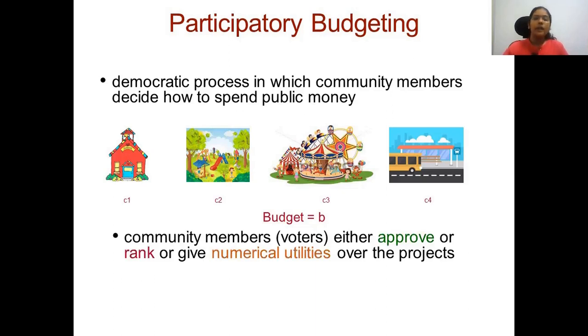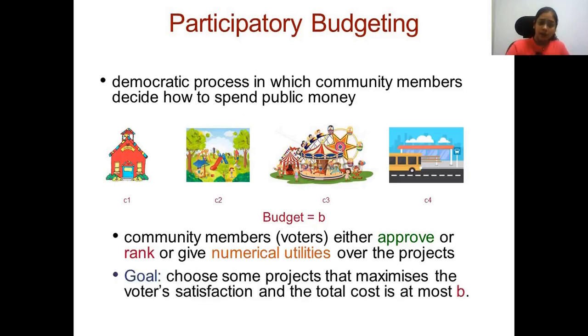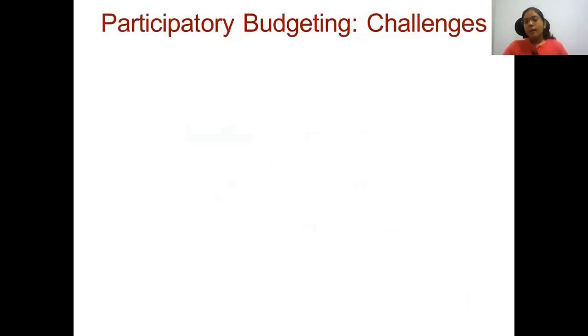We ask community members to either approve or rank or give numerical utilities over the projects. And now the goal is to choose some projects that maximize the voter satisfaction and the total cost is within our budget. So participatory budgeting has gained a lot of attention in the last few years due to its practical applications. But the challenge in the classical model is that it usually ignores the project interactions.